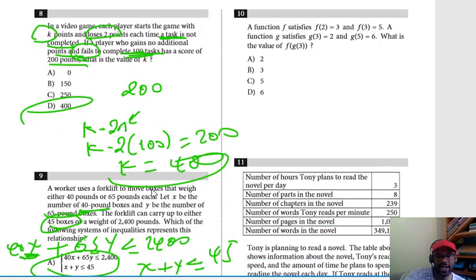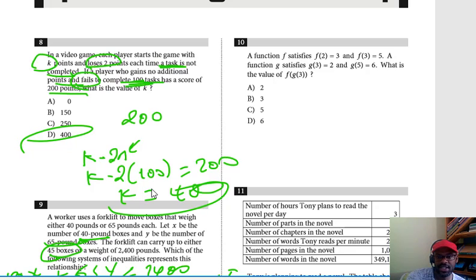10. A function f satisfies f of t equals 3, f of 3, and g satisfies g of 3, g of 4. What's the value of g of, okay, g of 3 is 2, and then f of 2 is 3. Done.